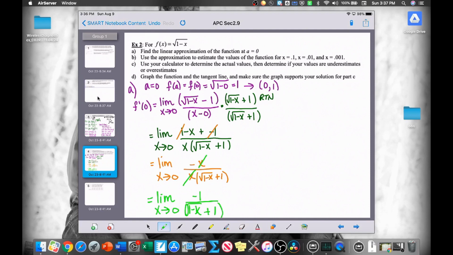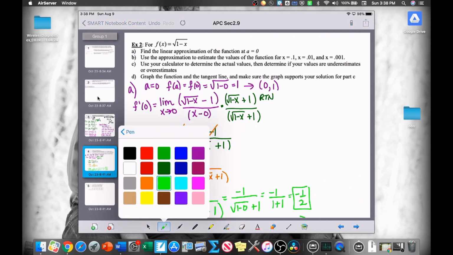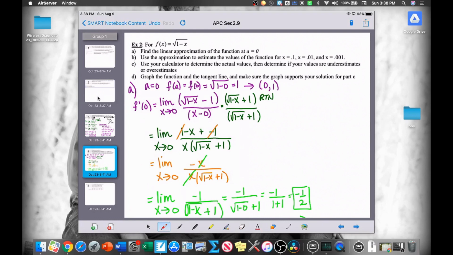So now I can go ahead and evaluate this, which is going to be negative 1 divided by the square root of 1 minus 0 plus 1, which is negative 1 over 1 plus 1, which gives me negative 1 over 2. So that tells me that the slope of this linearization, or this tangent line, is going to be negative 1/2. So now I'm going to go ahead and finish up part A, which is just going to be to write that linear approximation.